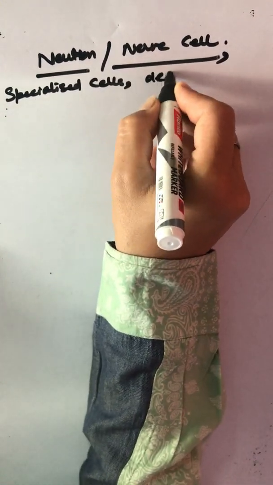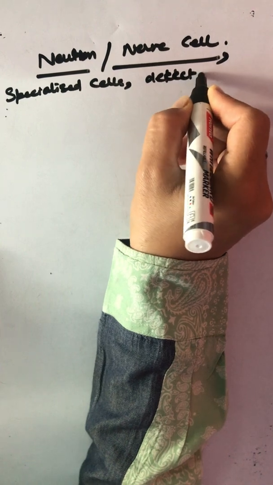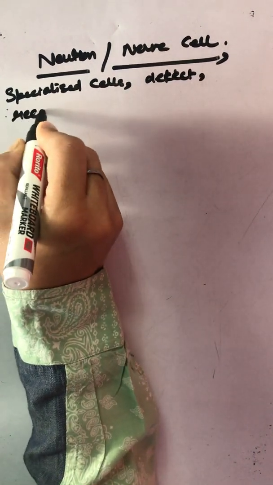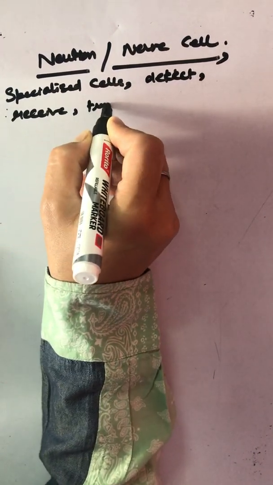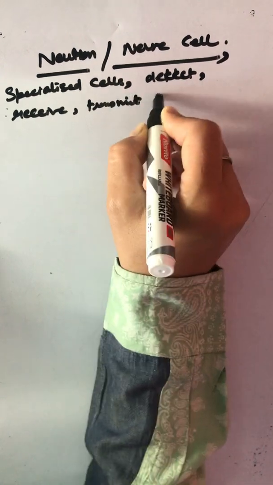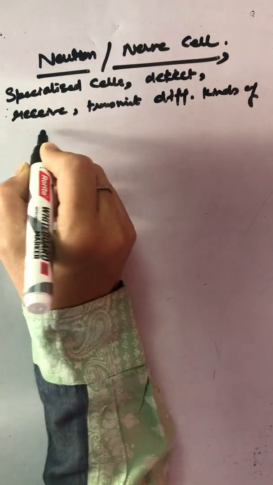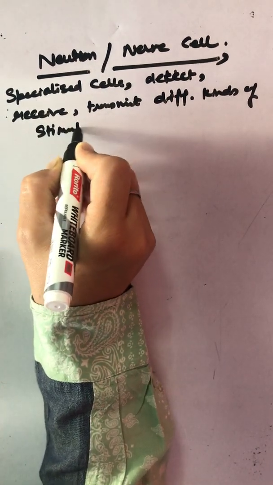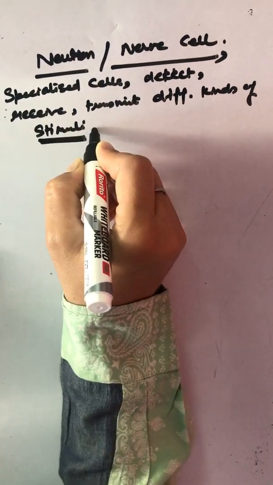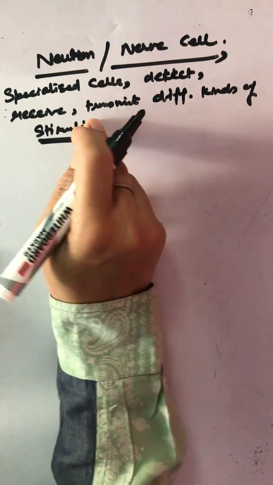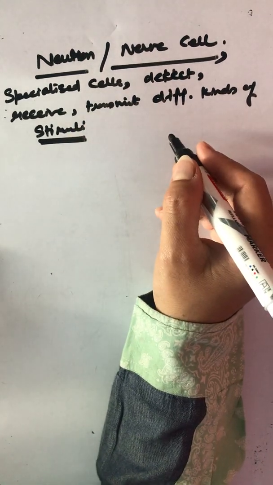that can detect, receive, and transmit different kinds of stimuli. What is a stimulus? A stimulus is an internal or external change to which our body reacts.